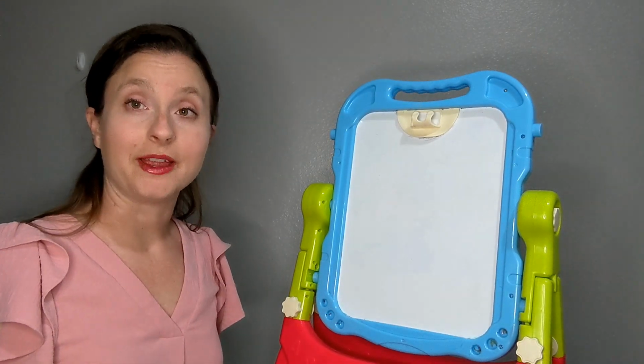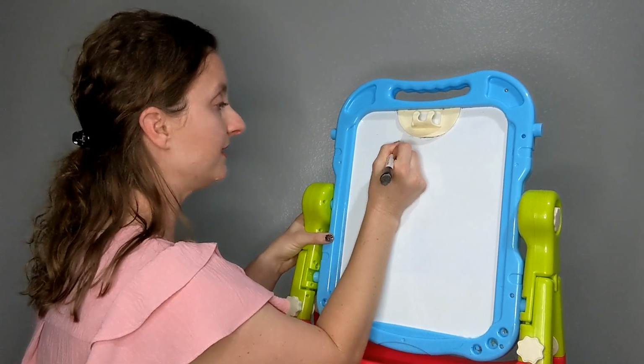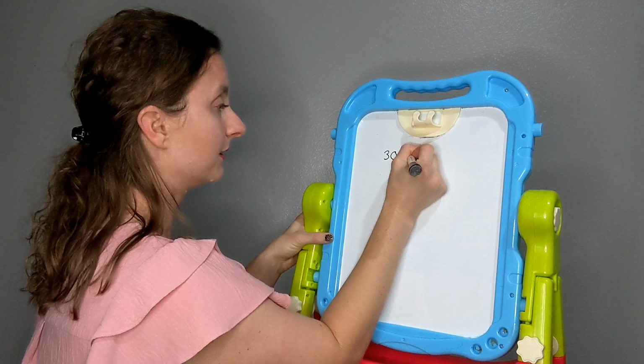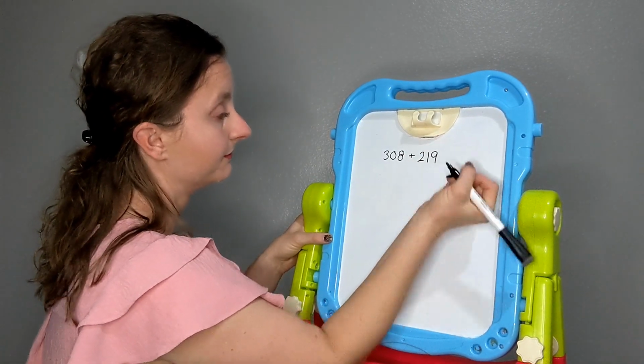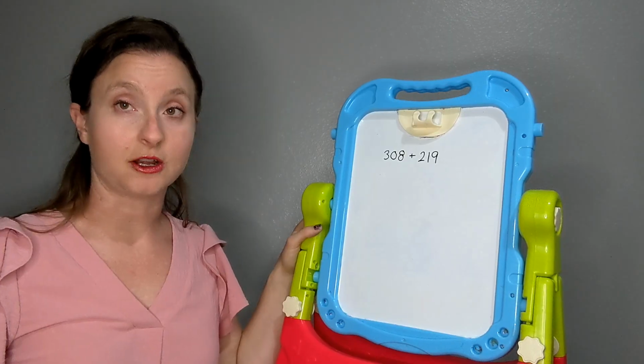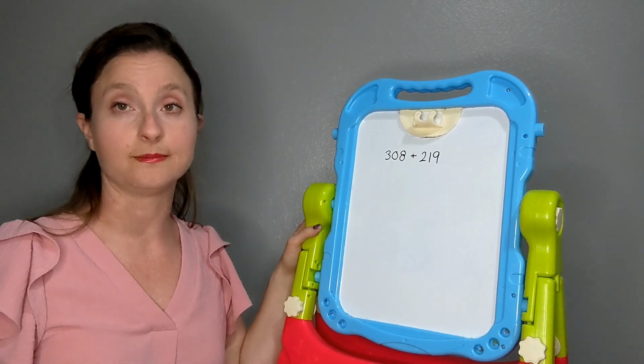Now let's try it with 3-digit numbers. I'm going to add 308 plus 219. I'm still going to start by writing each number, each addend, in expanded form.